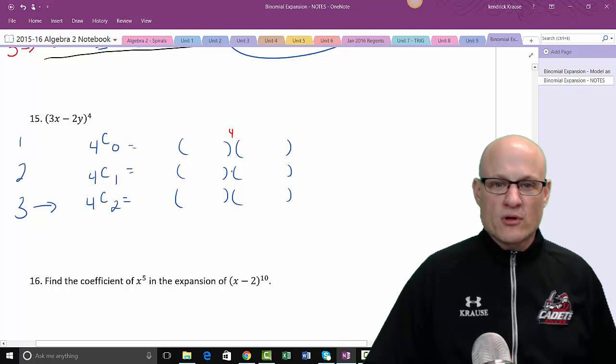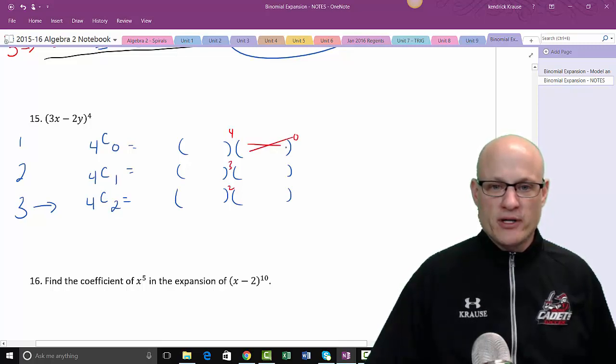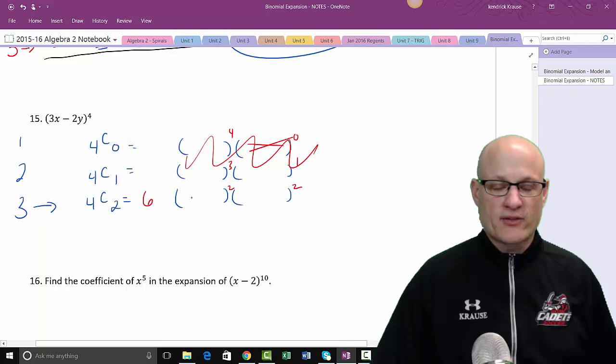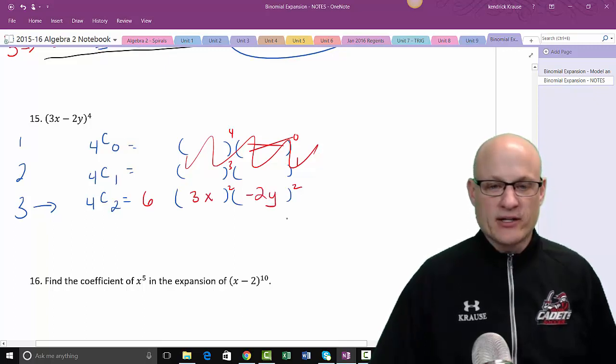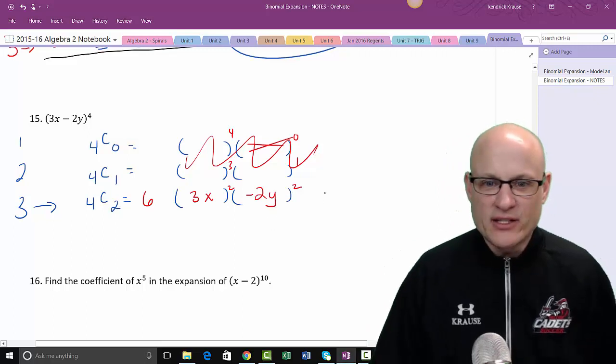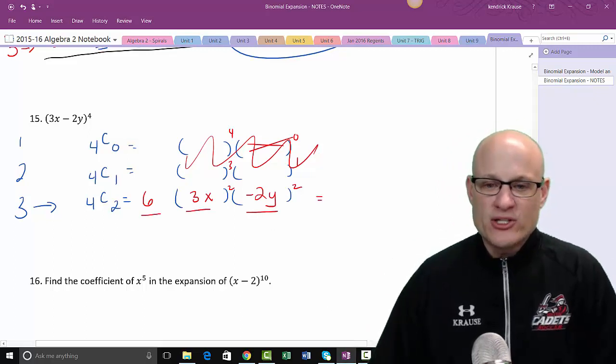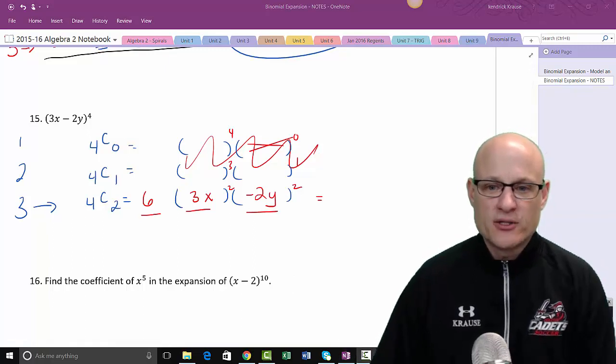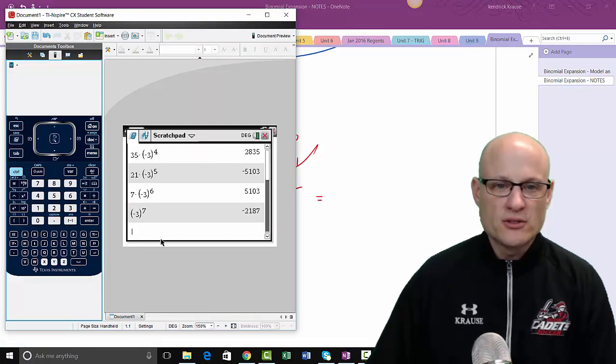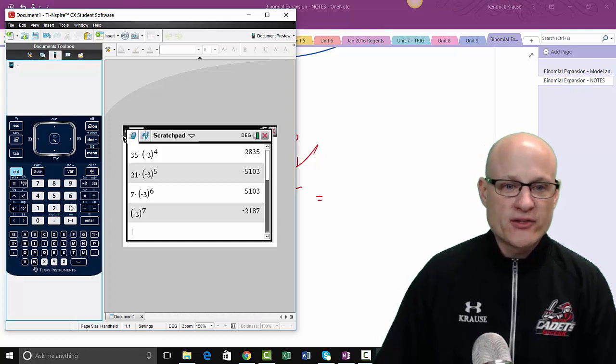This is going to go 4, 3, 2, 0. Don't need it. 1, 2. So I don't care about these. And if I did 4C2 on my calculator, I'd get 6. I'm going to put 3x here and negative 2y here. Now, this is kind of crazy. So what you want to do is you want to go through and you want to put in all the stuff that's numbered using parentheses and everything else.